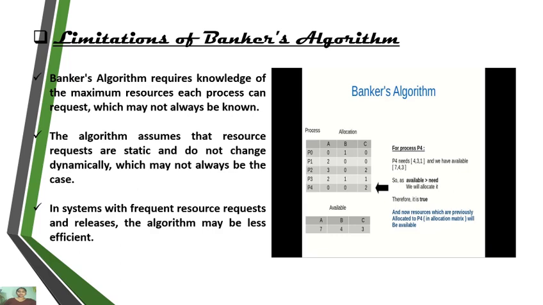Limitations of Banker's algorithm. Banker's algorithm requires knowledge of the maximum resources each process can request, which may not always be known. The algorithm assumes that the resource requests are static and do not change dynamically, which may not always be the case. In systems with frequent resource requests and releases, the algorithm may be less efficient.